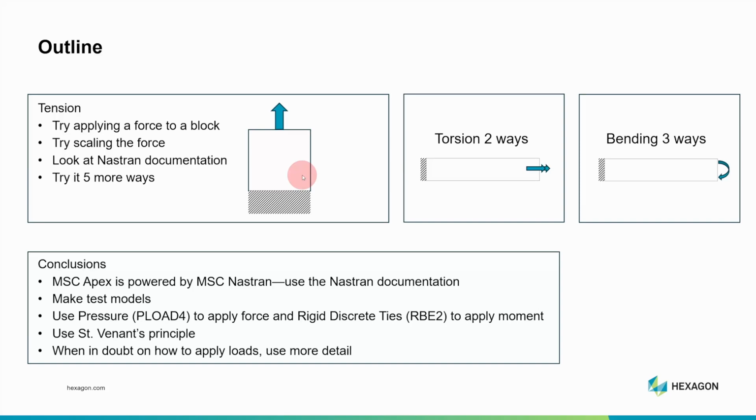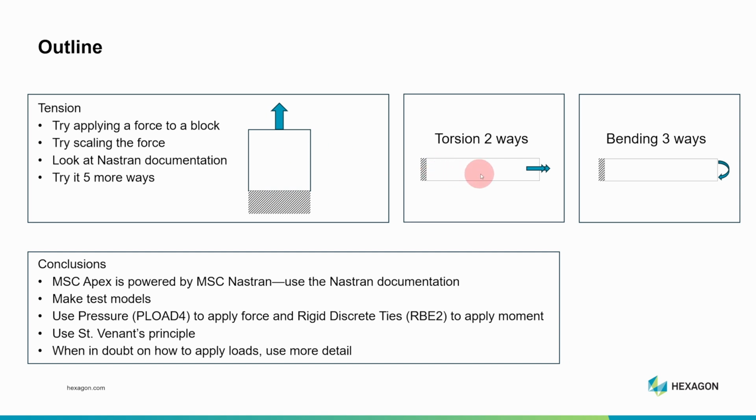Let me give you some specifics of what we're working on. We're going to focus on applying a load to a block in tension. We're going to try applying the load to the block in a very simple way, and we'll find that that leads to some problems. Then we'll try scaling the force. That'll fix the first problem that we have. That's still not going to resolve things, so then we'll have to look at the Nastran documentation and ultimately try solving this problem a lot of different ways and see what works out and why.